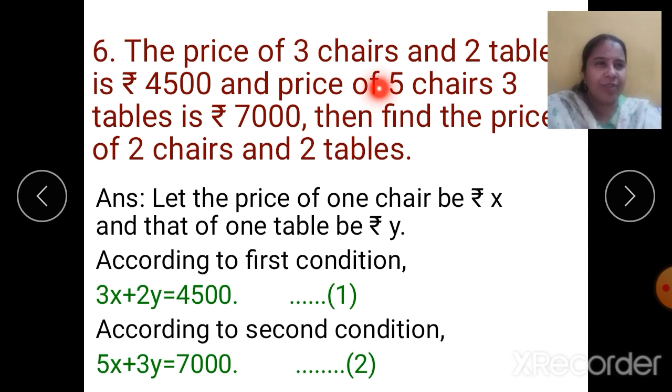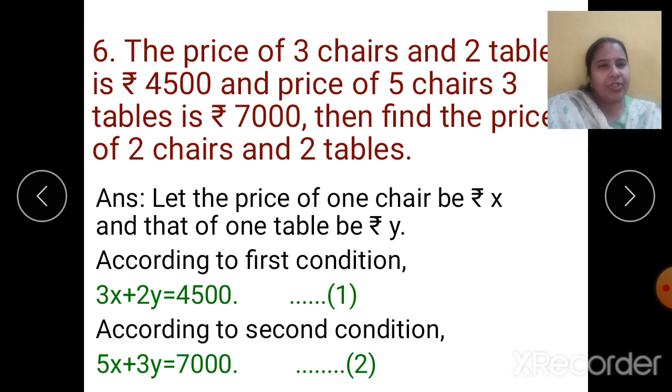And the price of 5 chairs. If 1 chair is X, 5 chairs will be 5X. And 3 tables. Correct? 1 table is Y, 3 tables will be 3Y. What is the total amount given? 7000. So total of this should be 7000. That is nothing but my equation number 2.